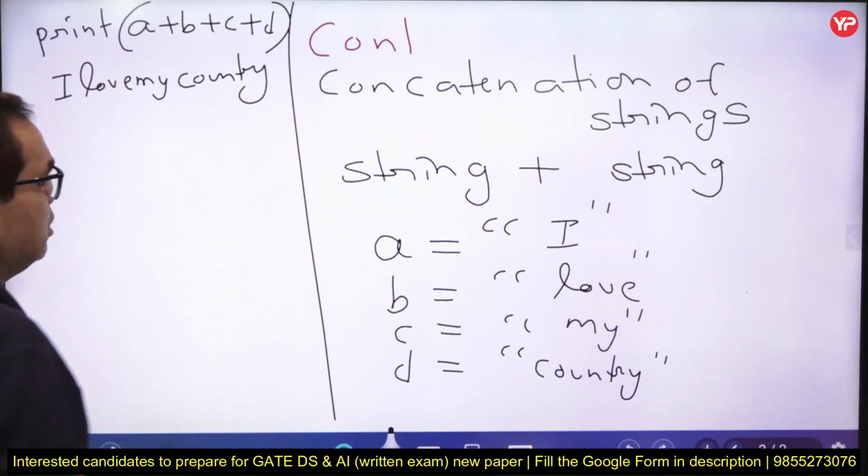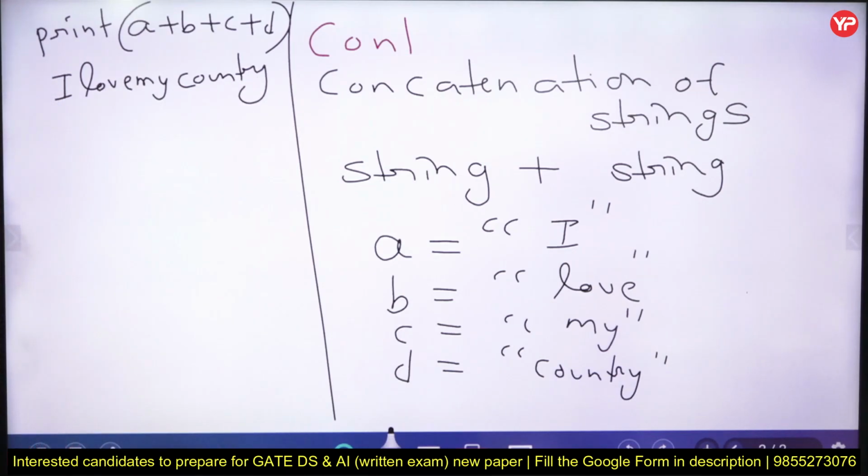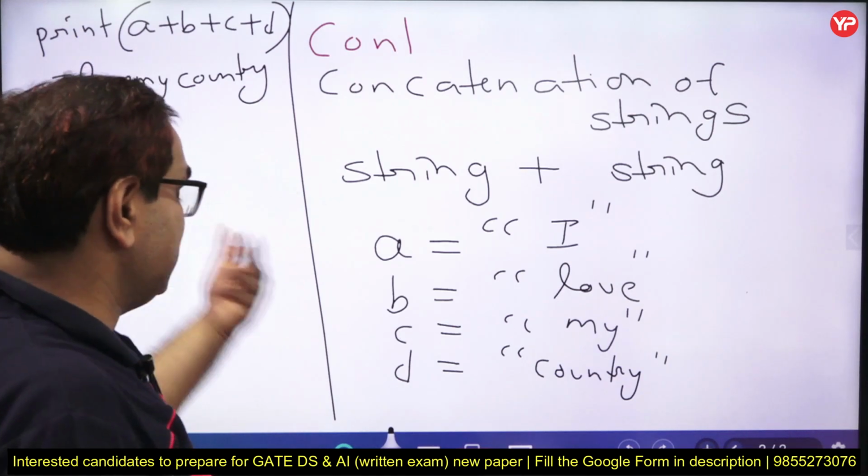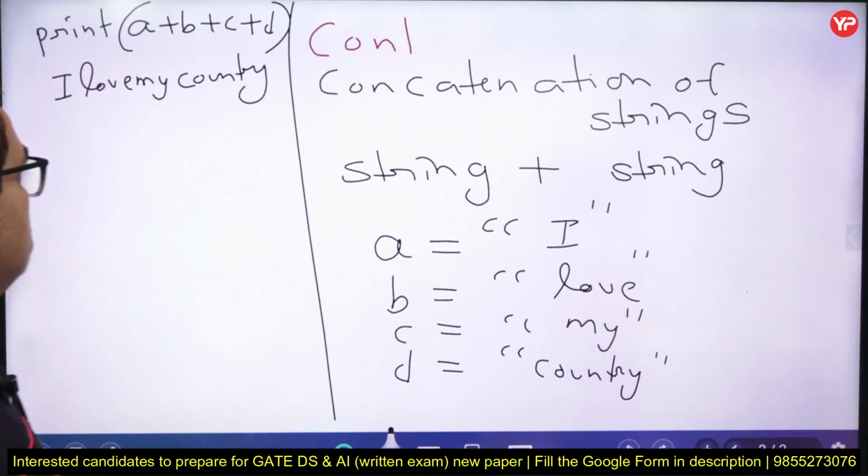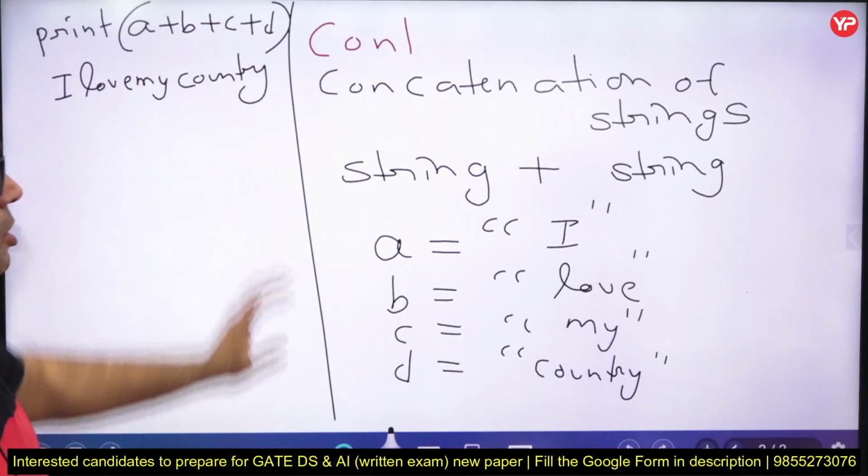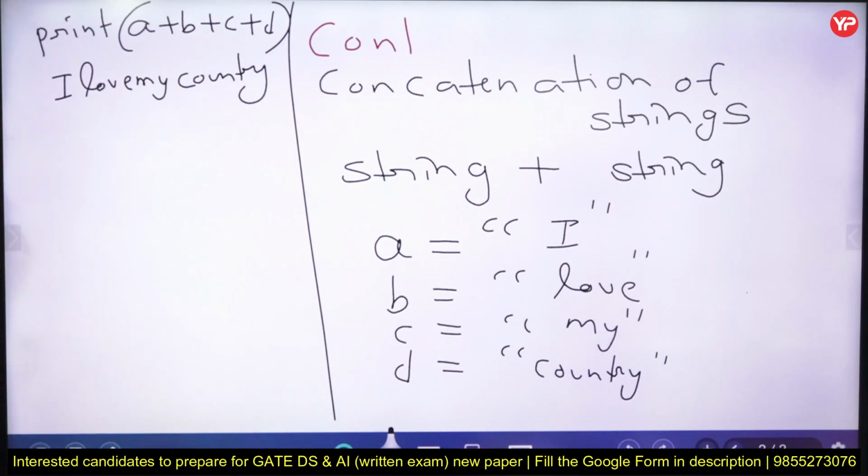So this is concatenation of strings. All these characters will come together, there will not be any space. You can concatenate different strings in this manner using the plus operator. I hope you have understood the meaning of the concatenation operator and what happens if we concatenate two or more strings.